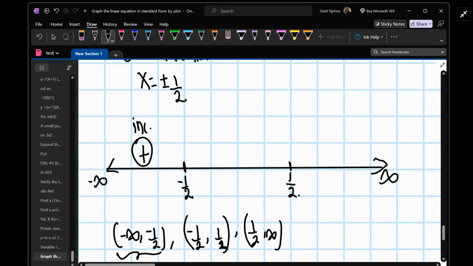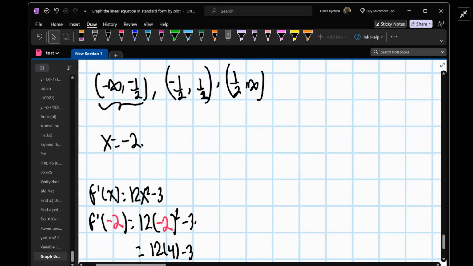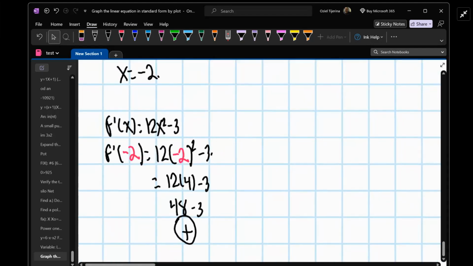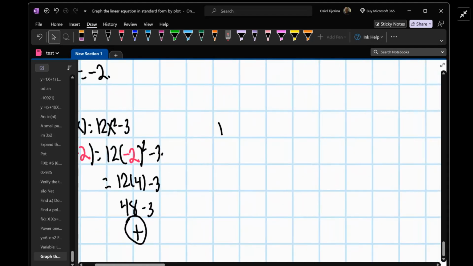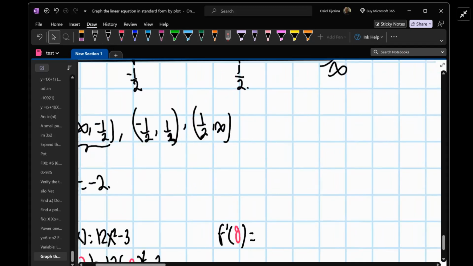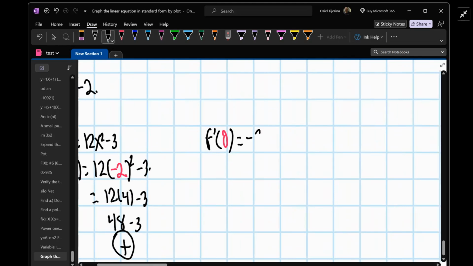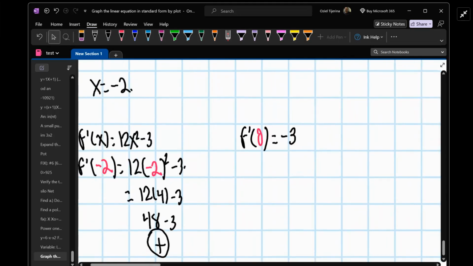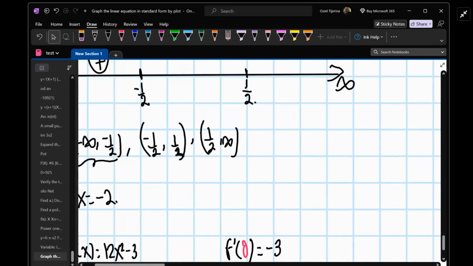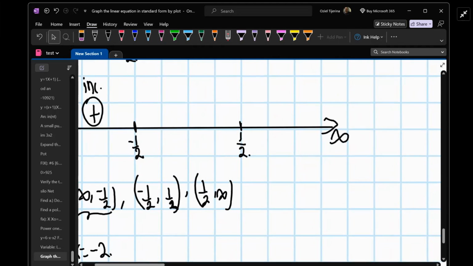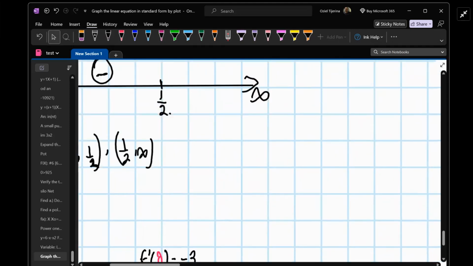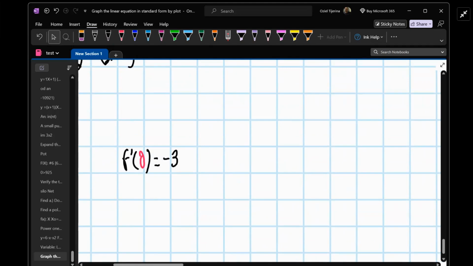And then from -1/2 to 1/2, we're going to do the derivative f prime of 0, at x equals 0. f prime of 0 is going to be -3, because if you plug in 0, you get 0 minus 3. So it'll be negative here, so it's decreasing. And then from 1/2 to infinity, we're just going to do f prime of 1.